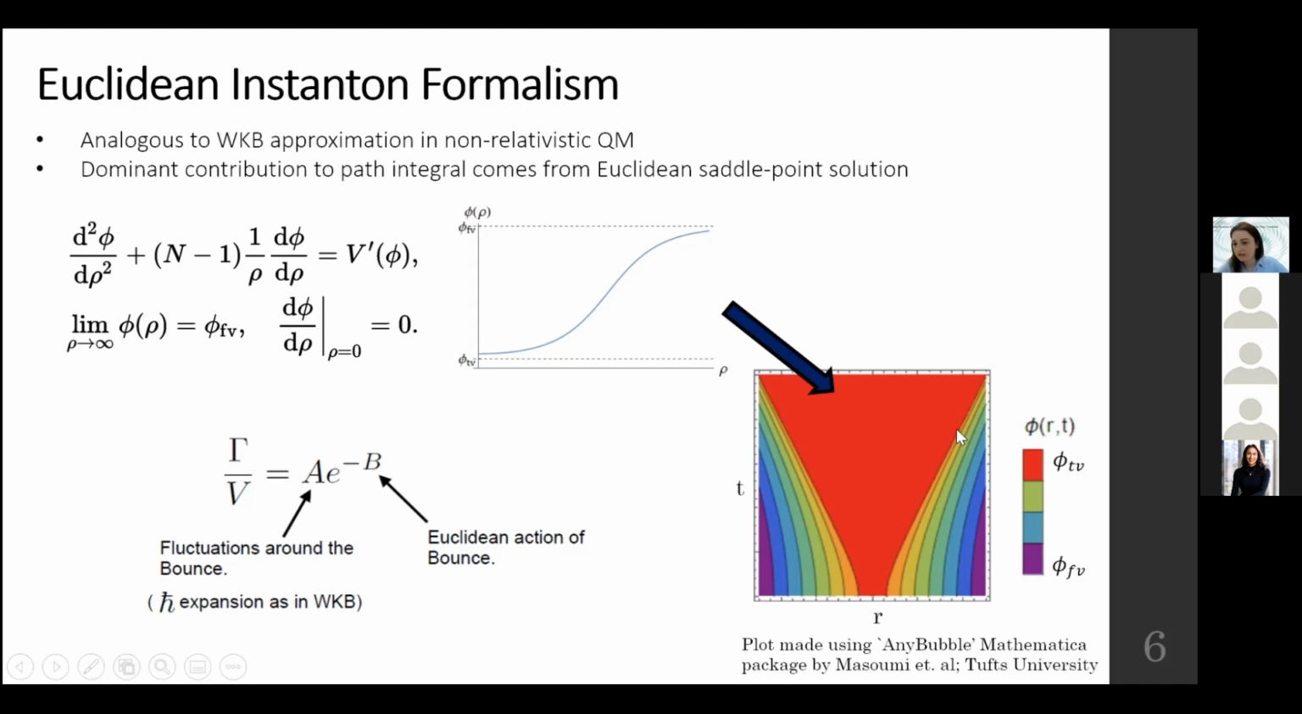It accelerates until it reaches the speed of light and moves on to infinity. So the trajectory of this wall follows a hyperbola. And again, we see outside of the bubble, we have the false vacuum. Inside, we have the true vacuum.